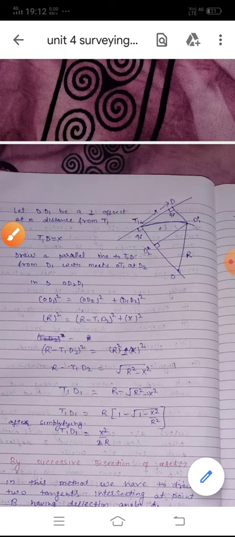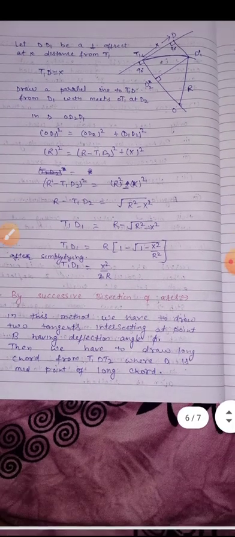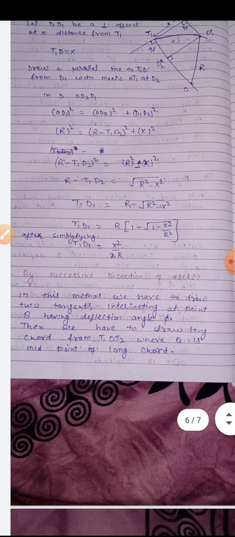Okay, next is our successive bisection of arcs. In this method we have to draw two tangents intersecting at point B having deflection angle phi. Then we have to draw a long chord from T1 to T2, where D is the midpoint of the long chord.